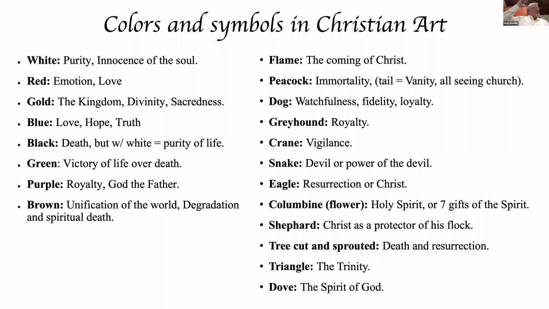This is in your handout, and it gives you some background on, okay, when you see a color in a Christian work, what does it mean? So white is purity, red is emotion, gold is kingdom, blue is love, hope, and truth, black is death, but with white it is purity of life. Green is victory over death, which kind of makes sense, right? Springtime color. Purple is royalty, or God the Father himself. Brown is unification of the world or degradation and spiritual death. You remember one of the pieces we had has a little sash over Mary that's brown. You can look at it and go, well, why is it there? What does that mean? And then you've got all kinds of icons or symbols that mean different things.